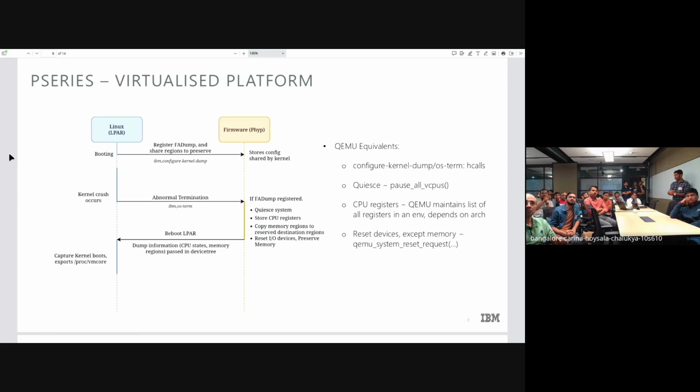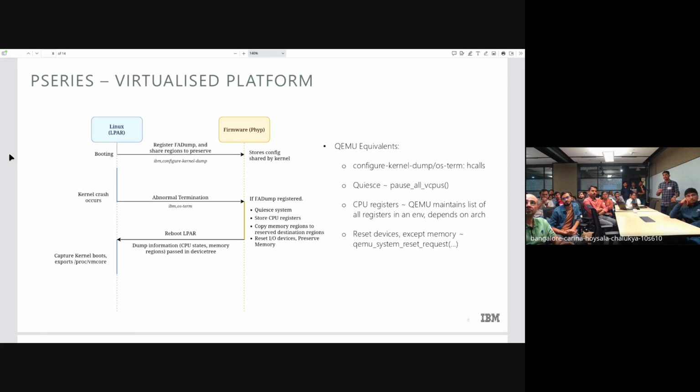Let's say we have these two platforms, right? pSeries and PowerNV. In case of pSeries, the flow will be like this. So the Linux, the first production kernel, is booting. The LPAR there is like a VM. Like it's a logical partition. The Linux is booting in it.